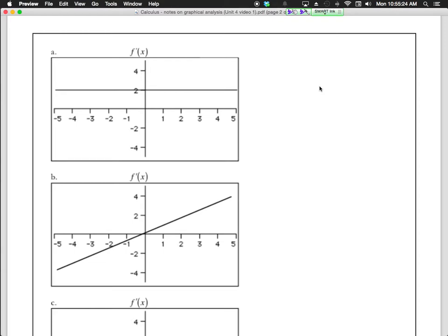So if I'm looking for relative extrema, I first need critical points, and if I'm looking at the derivative graph, what am I looking for to get a critical point? Where the graph is 0 or where the graph is undefined.